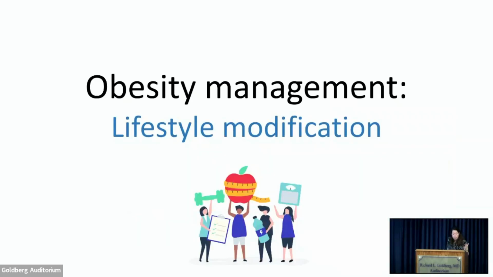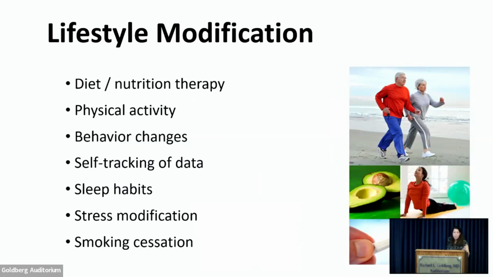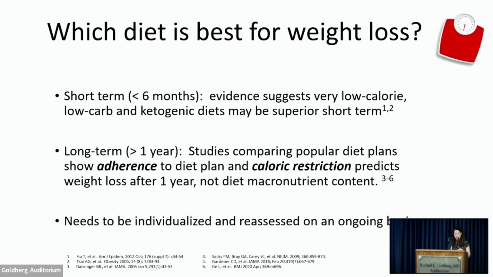Okay. So lifestyle modification. This can include anything from diet and nutrition therapy, physical activity, behavior changes, self-tracking of data, improving sleep habits, stress modification, smoking cessation. All of these things have been researched extensively and show positive benefit for weight management strategies long-term. But we get this question a lot. Doc, what is the best diet for weight loss? And so for short term, I'm just going to summarize like 50 years worth of data for you guys in one slide.